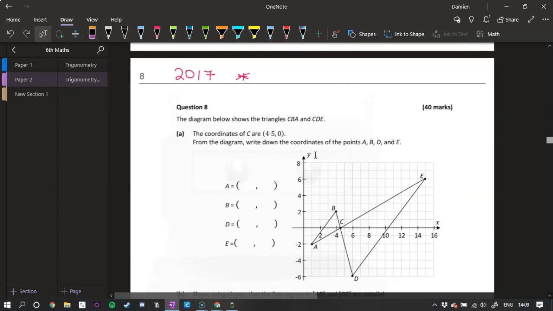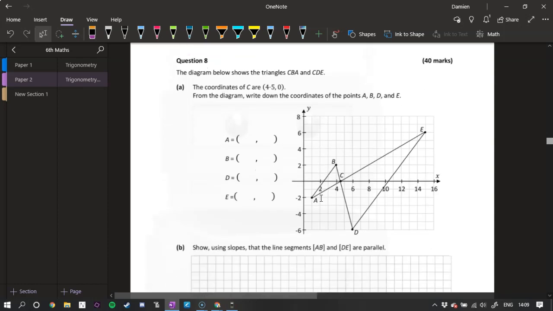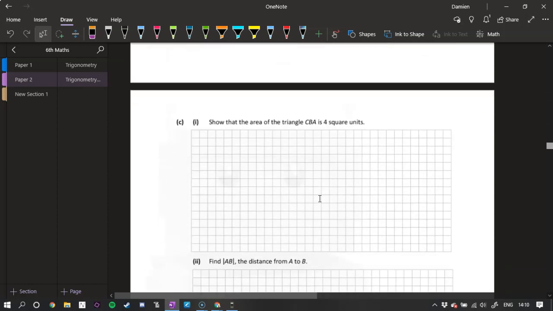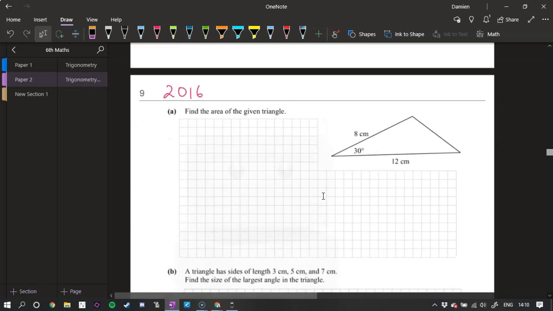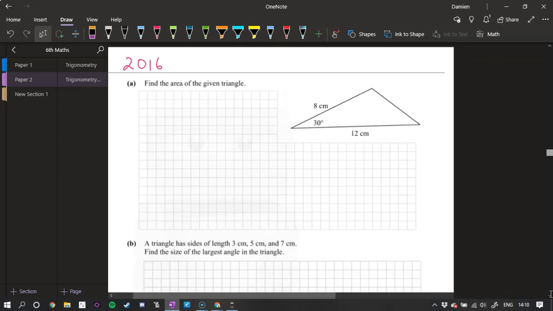Question 8 comes up in study clicks. I'm ignoring this. I think this is on coordinate geometry, so I'm just skipping past this. And that brings us down here to 2016, which is finding the area of a triangle. So this is one of the ones that we haven't come across yet.